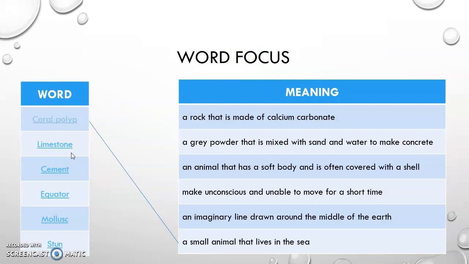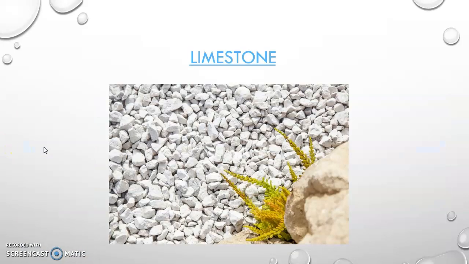Alright, limestone. What does it mean? It means a rock that is made of calcium carbonate. You can find this in the text, right? Is your answer correct? Let's see the picture of limestone. Now you can see a lot of this kind of stone next to the sea, right? These are called limestone. Actually, they are formed under the sea, you know.